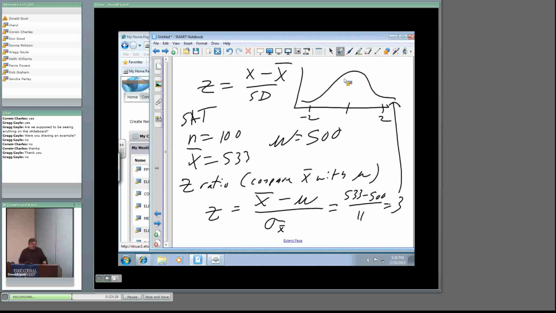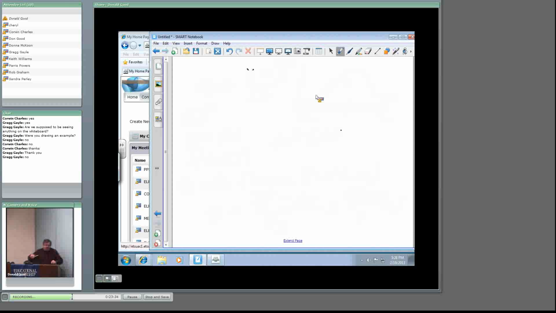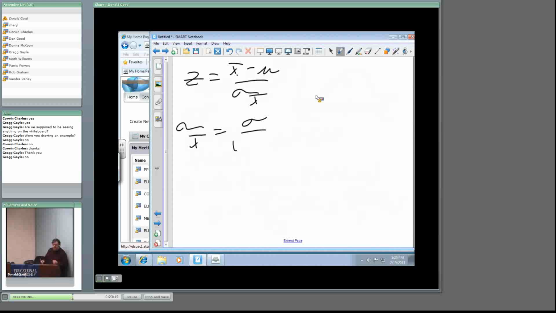Let's be a little more accurate. I wish I had a bigger board to write on, but I don't. So keep in mind, I'll write this part again. Keep in mind that the standard error of the mean is the standard deviation divided by the square root of the sample size.